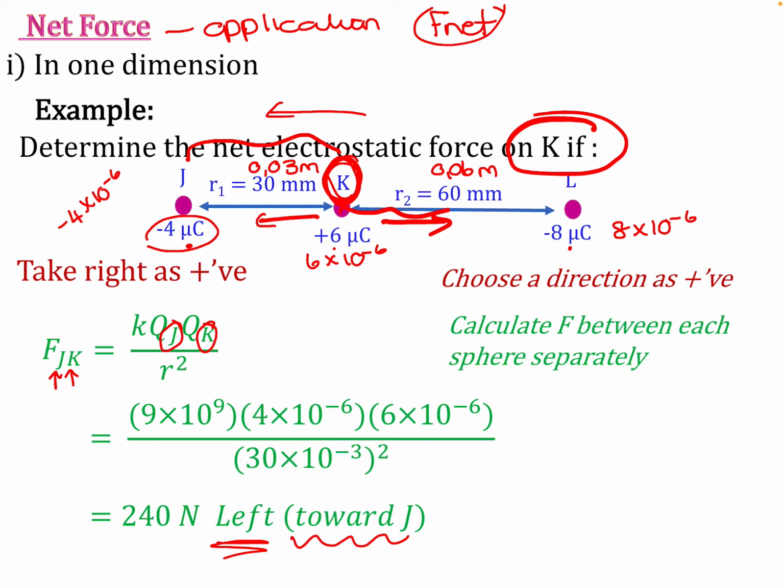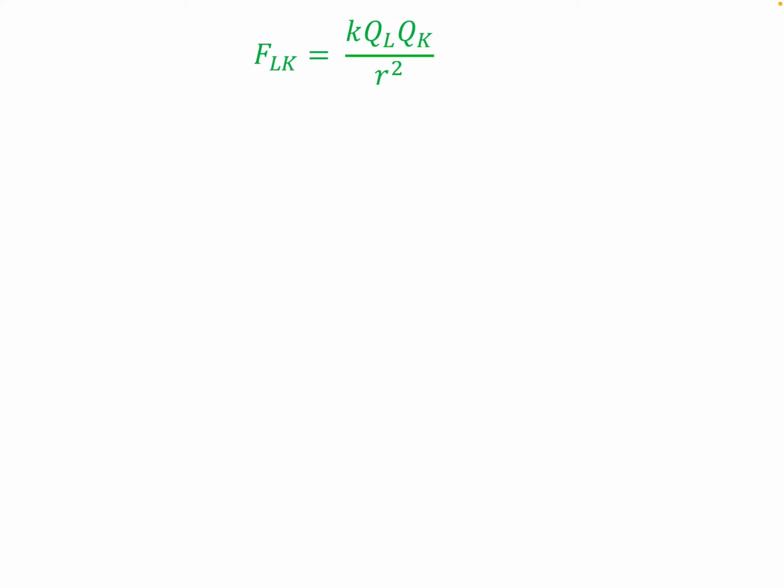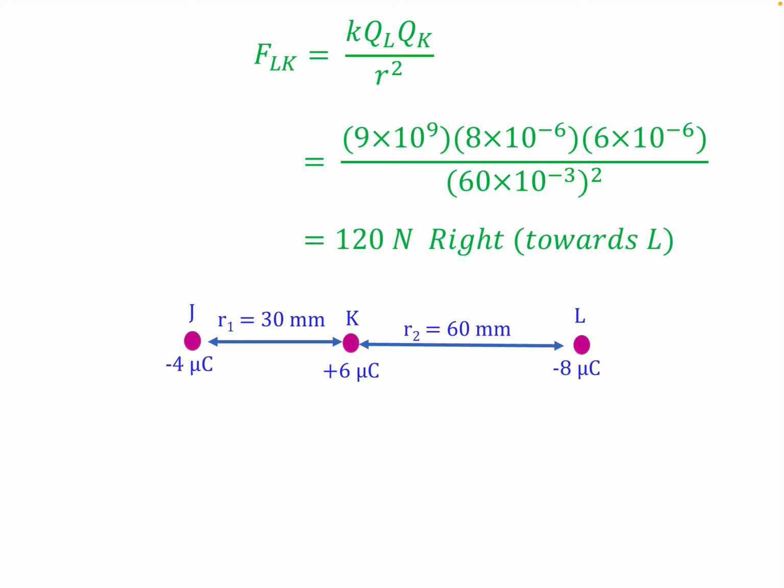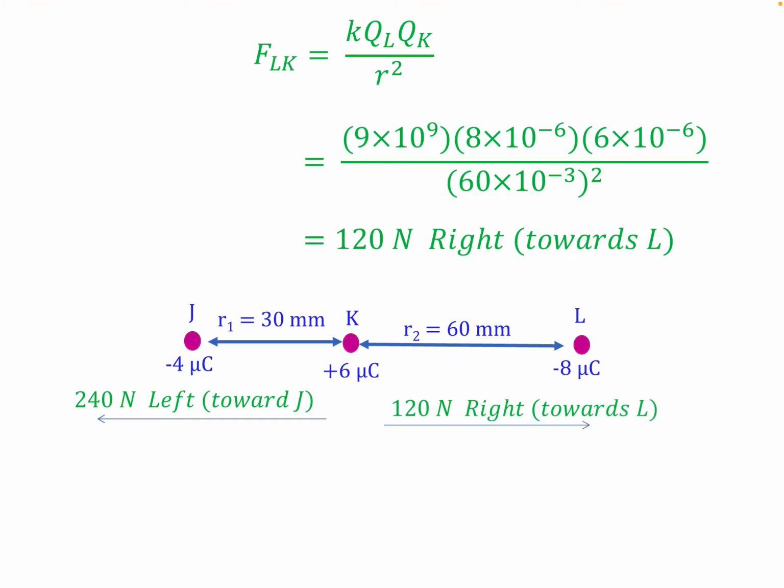Now I need to do the force between L and K. So I'm doing the same thing, and I get 120 to the right because it was attracted to L. We need to now put this in context. So this is what's happening. That was my original diagram. K goes 240 to the left because of J. And it goes 120 to the right because of L.